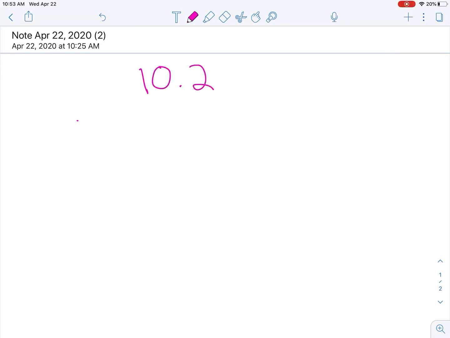Okay guys, I'm going to make a video here to help you start off with radians. This one was 10.2 on radians.